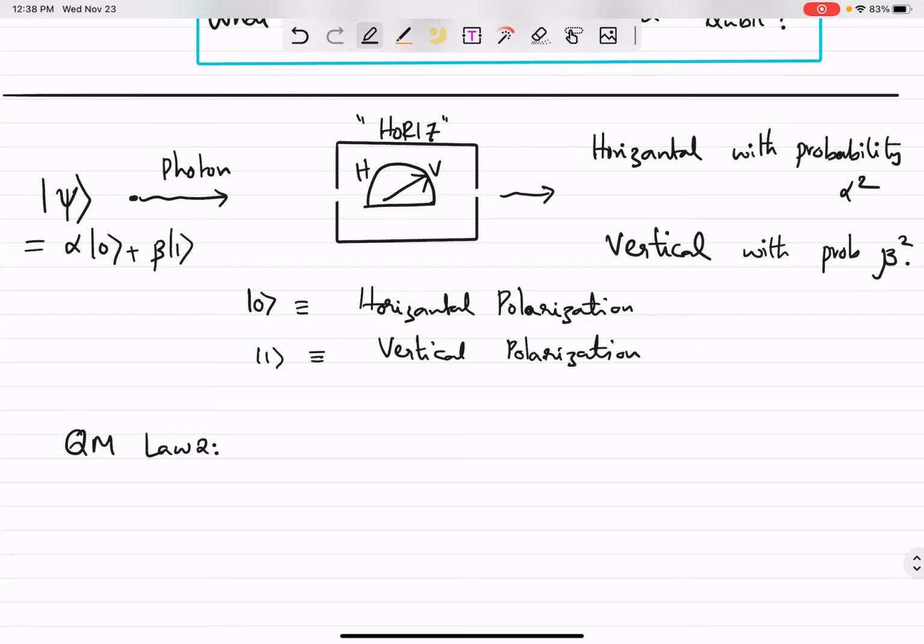Okay. When I pass it through this measurement device, it reads out horizontal. The photon was in horizontal polarization with probability alpha squared, and in vertical polarization with probability beta squared. Okay, you should not say it reads out the photon was in this, because that doesn't make sense. You should just say that when the photon interacts with this device, it will say H with probability alpha squared and V with probability beta squared.